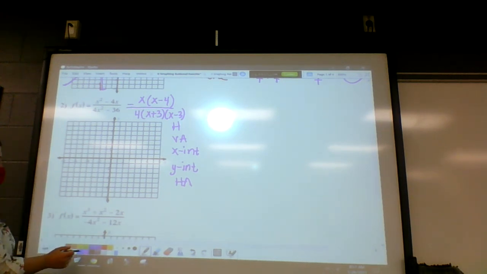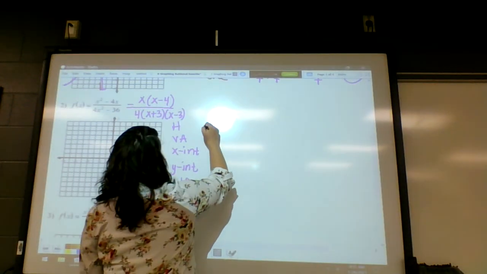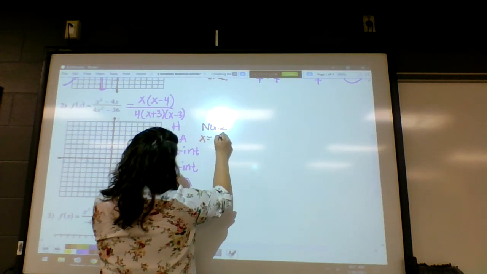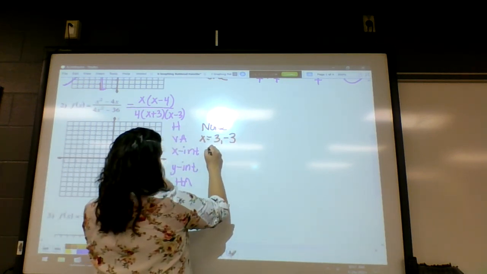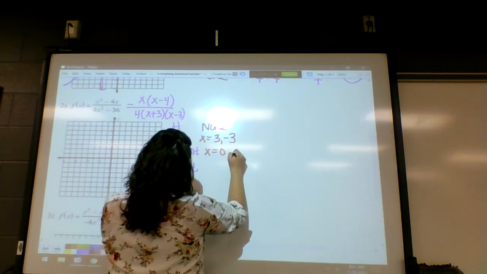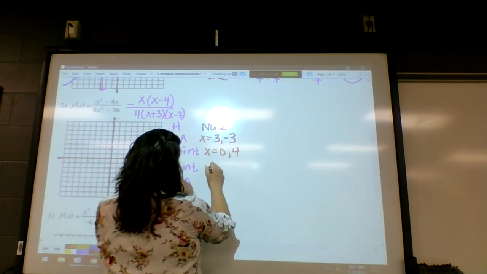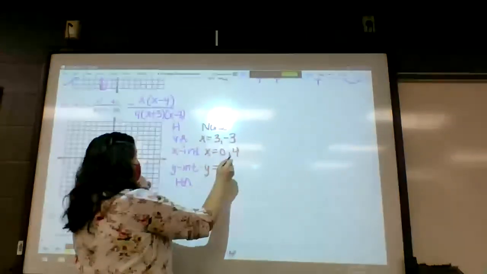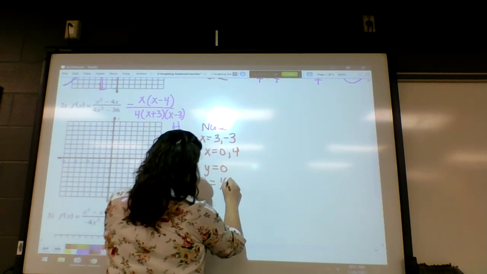All right, holes. None, no holes. Vertical asymptotes: negative 3, positive 3. Okay, x-intercepts: 0 and positive 4. Y-intercept: 0. By the way, if there's an x-intercept at 0, there should be a y-intercept at 0. And horizontal asymptote: 1/4.